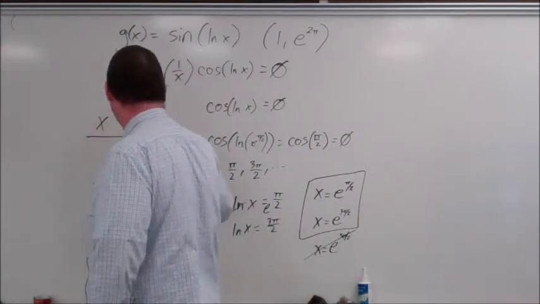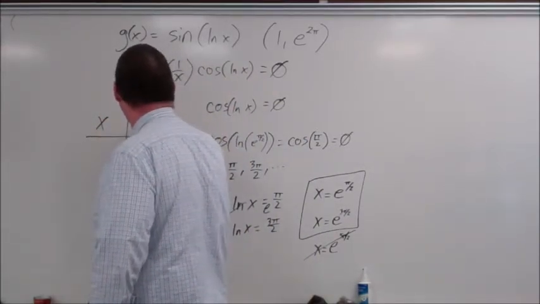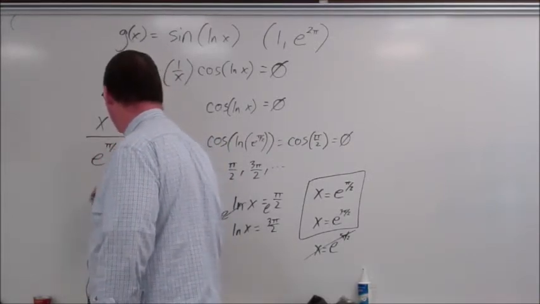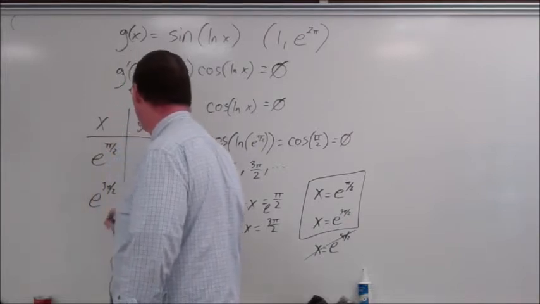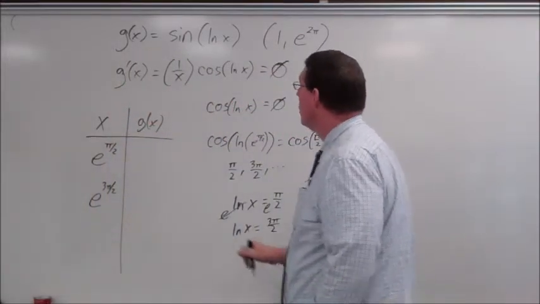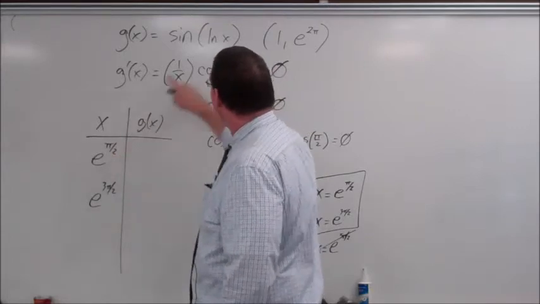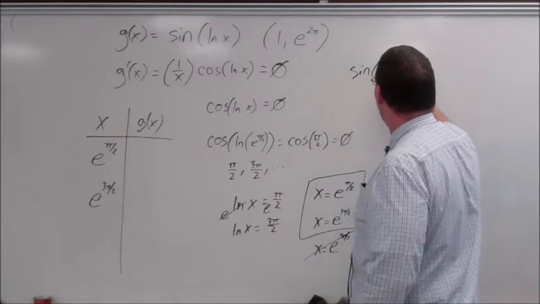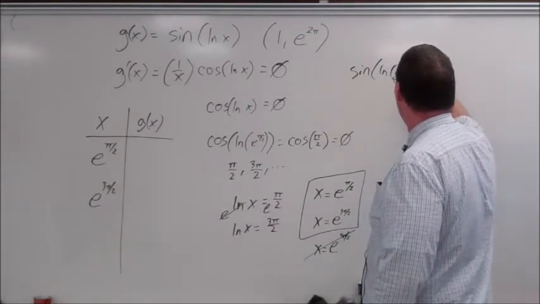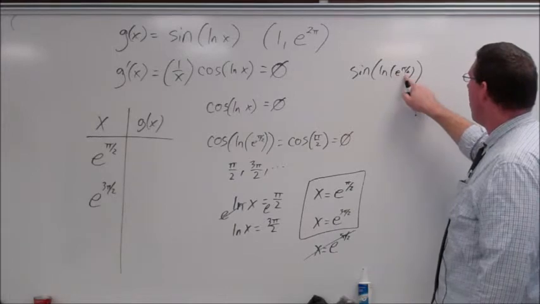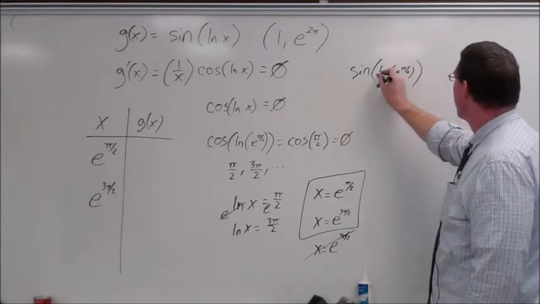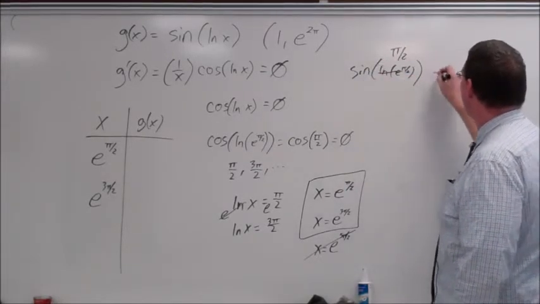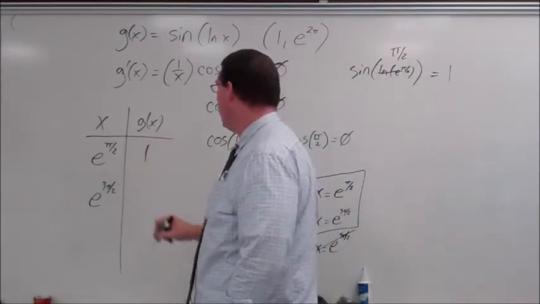So now g of x, if we plug in e to the pi over 2 and then plug in e to the 3 pi over 2, here's what's going to happen. If we plug in e to the pi over 2 in here, we're going to have sine of the natural log of e to the pi over 2. Okay? Well, the natural log of e to the pi over 2, that equals pi over 2, because the natural log and the e cancel each other, and all we have left is pi over 2, and sine of pi over 2 equals 1. So this is 1.